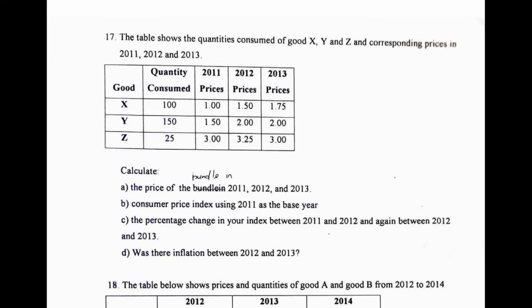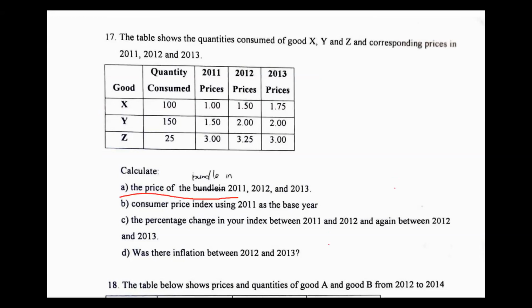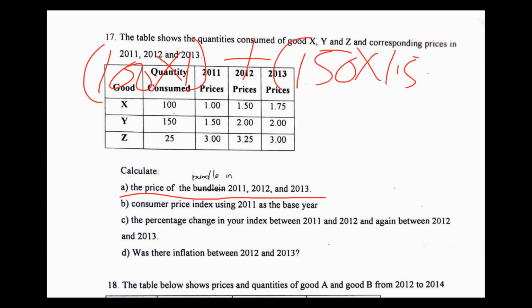Okay. So when the question asks for the price of the bundle of these goods in 2011, 2012, and 2013, in short, we are calculating the nominal GDP here. You're using the quantity of the year times the price of the year. For example, let's do the bundle for 2011, then get the rest. So we have good X, good Y, and Z. We are summing up 100 times one quarter, that is for 2011, of course, plus 150 times 1.50, plus 25 times 3. You sum these up, that is the price of the bundle, everything together. What is the total cost of the bundle?